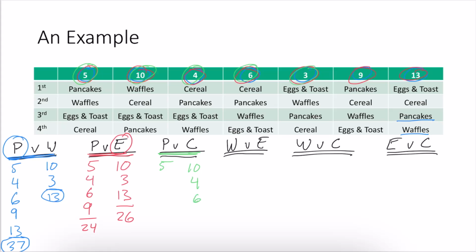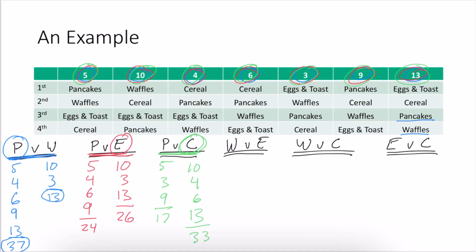These 3 votes, since pancakes is 3rd and cereal is 4th, those 3 votes will go to pancakes. These 9 votes will go to pancakes, and these 13 votes, it looks like, will go to cereal. And in this case, I could add up my numbers and I could say 10 plus 4 plus 6 plus 13 is 33, and 5 plus 3 is 8, plus 9 would give you 17. And so cereal will be the winner.